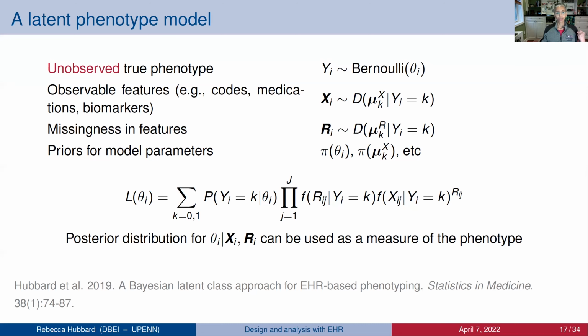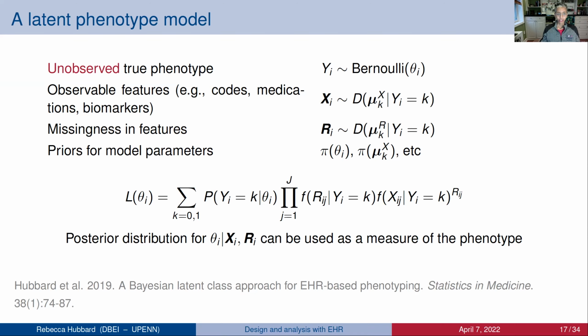So for instance, if we're talking about something like a diagnosis code, it makes sense that you have a higher probability of having that diagnosis code if you have the phenotype compared to if you don't have the phenotype. We additionally allow missingness in the features to be a feature itself. So for instance, with diabetes, we think that patients who are getting their glucose measured are more likely to have diabetes. So presence or absence of a biomarker would also represent a feature that we could potentially use to try to deduce who has this underlying phenotype of interest.